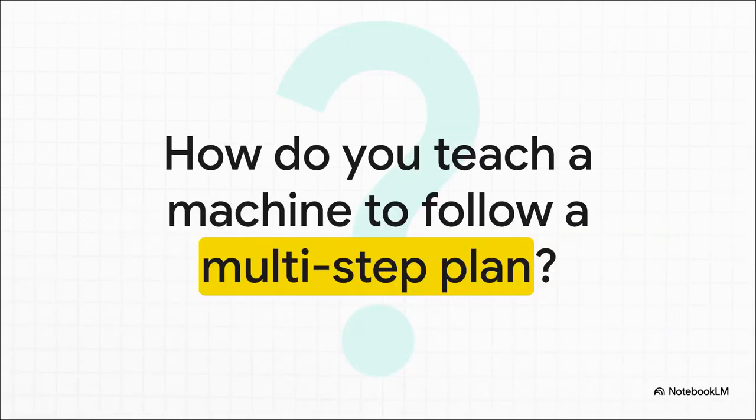It's the central challenge for developers. Asking an AI, hey, what's the capital of France? That's easy. But what if you ask it to, say, research the economic impact of tourism in Paris, then summarize your findings, and oh, by the way, draft a blog post about it? Whoa, that's a whole different ballgame. So how do you teach a machine to follow a plan like that?